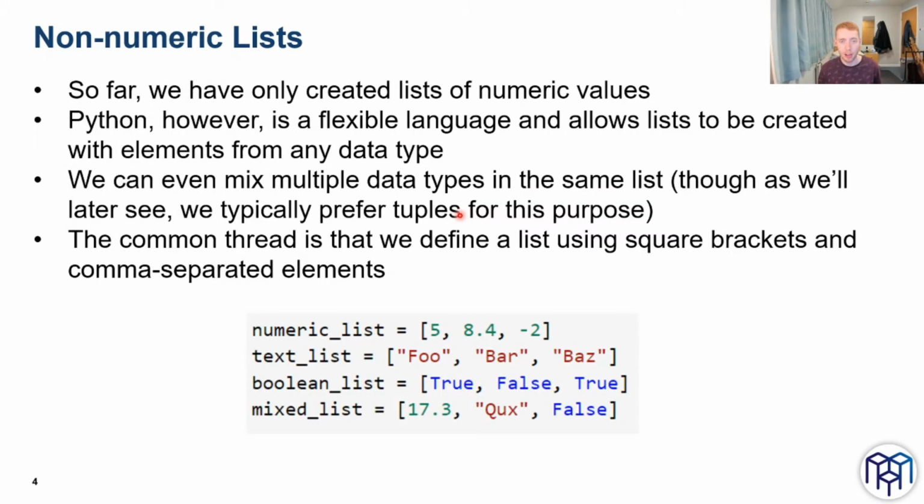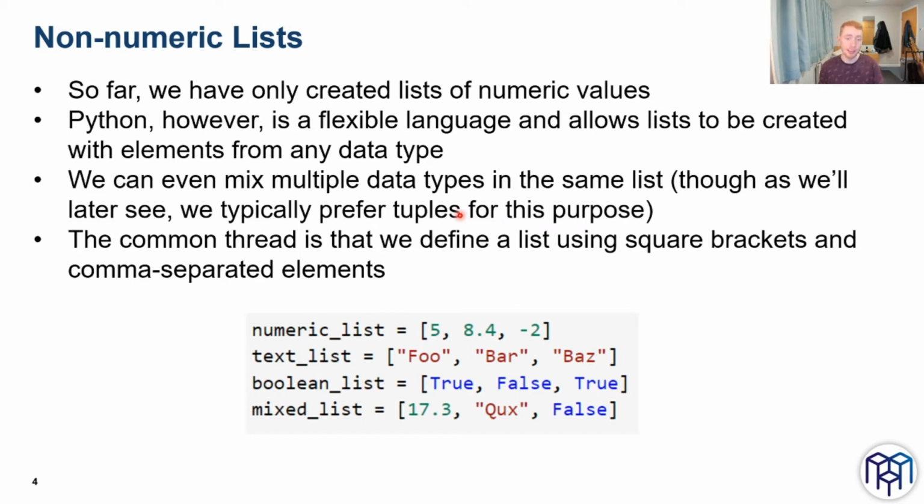So the first item on the agenda is non-numeric lists. So we saw in session 2 how to create a list of numeric values, and that was using square brackets with numbers separated by commas. And so Python, being a flexible language, is very capable of making lists of any data type. So you can have lists of text data, which would be a string list, lists of logical values, so a Boolean list. You can even mix different types together into a mixed list.